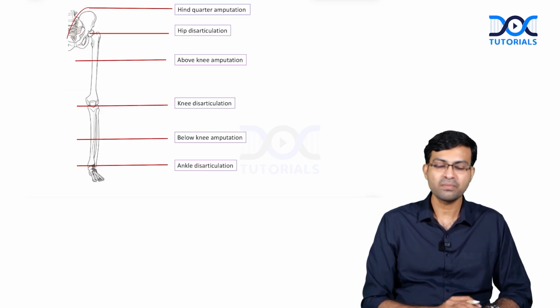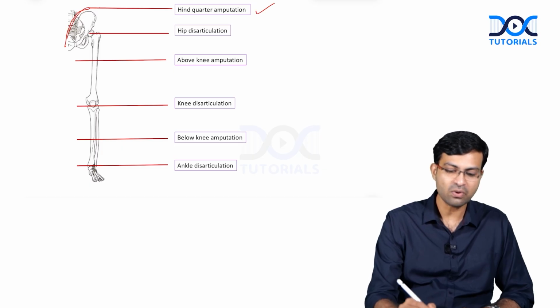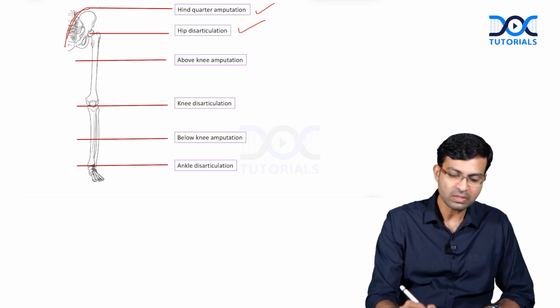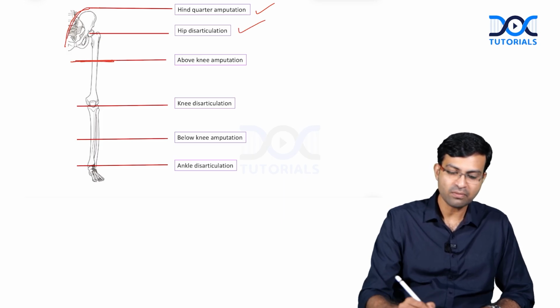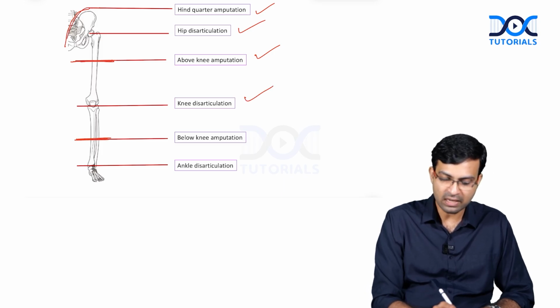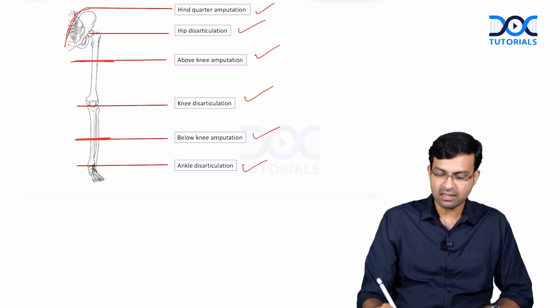What about the lower limb? When you are amputating the entire hip girdle, you call it hindquarter amputation. Then you can disarticulate the limb through the hip, which is hip disarticulation. Then if you are amputating through the level of the femur, you call it above knee amputation. Then comes knee disarticulation. Even below it, you can amputate through the leg. You call it below knee amputation. And then even distal to it, you can have ankle disarticulation.